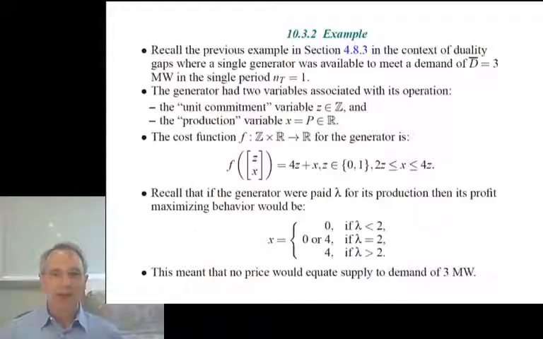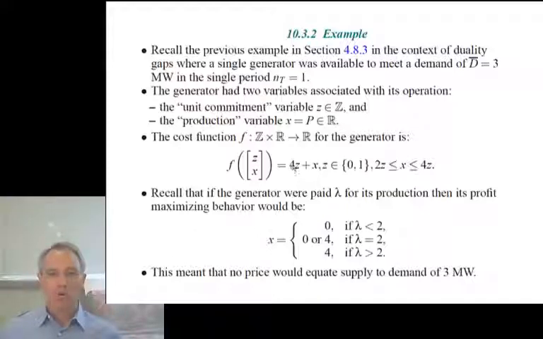We had a single generator and we wanted it to meet a demand of D overline equals 3 megawatts. We had a single period model, so this isn't going to illustrate all of the complexities of startups, but it will capture nevertheless some of the issues associated with duality gaps. The generator had two variables associated with its operation, the unit commitment variable, z, and the production variable, x. x was simply the production of the generator. And our cost function was of the form f(z, x) equals 4z plus x.